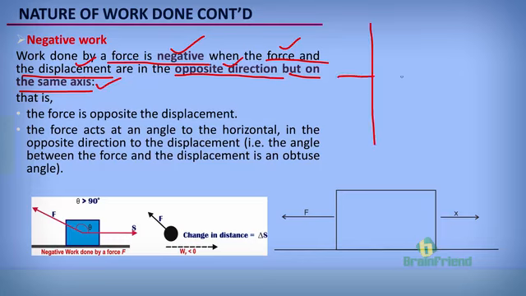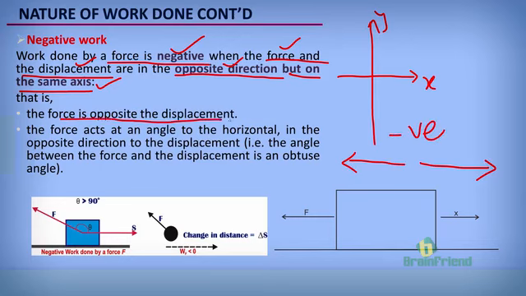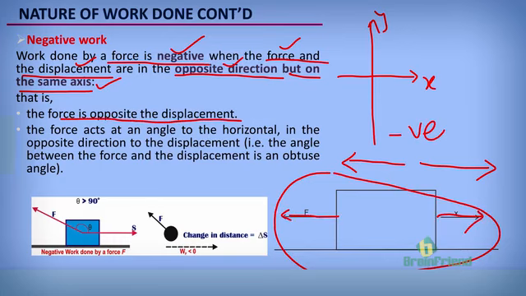We know our Cartesian plane. We know this is the y-axis and this is the x-axis. And we know when we talk about work done, we are mainly concerned with the horizontal direction. So it means that if the force is applied this way and the displacement is in this direction, the work done will be negative. That is, the force is opposite the displacement. Like the case of this diagram, you can see that the force is in this direction and the displacement is in this direction. In this case, the work done will be negative.